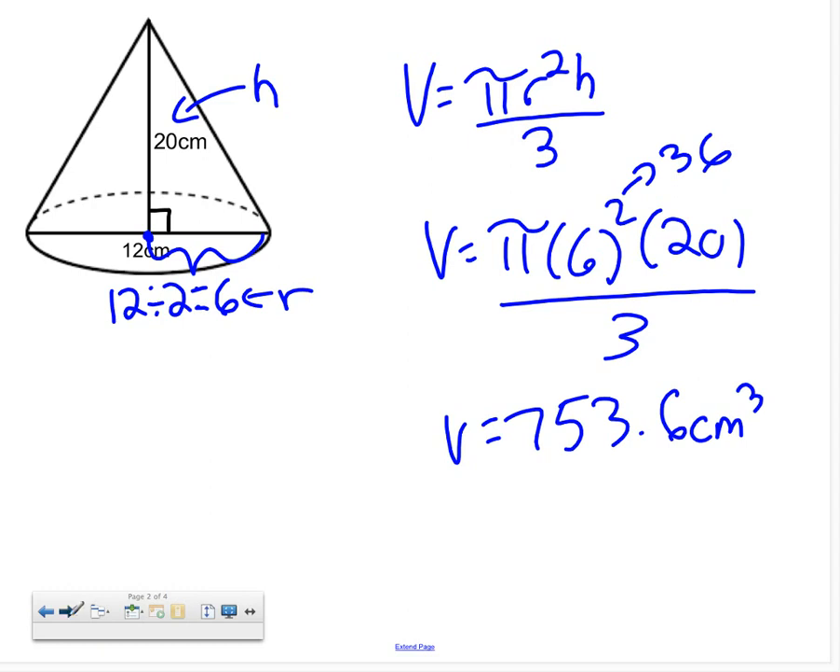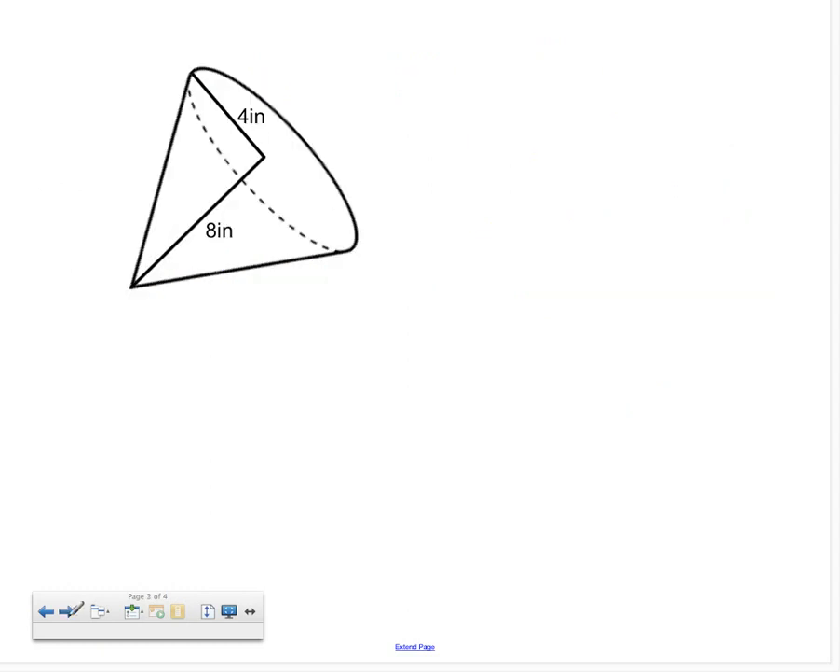Let's take a look at another one here. So this time my cone is a little bit sideways, but we still do the same thing. The height is from the tip to the circle, so this h right here, that's my height. It's going from tip to circle, so that's how I know it's my h. And then 4 would have to be my radius, only the number left.